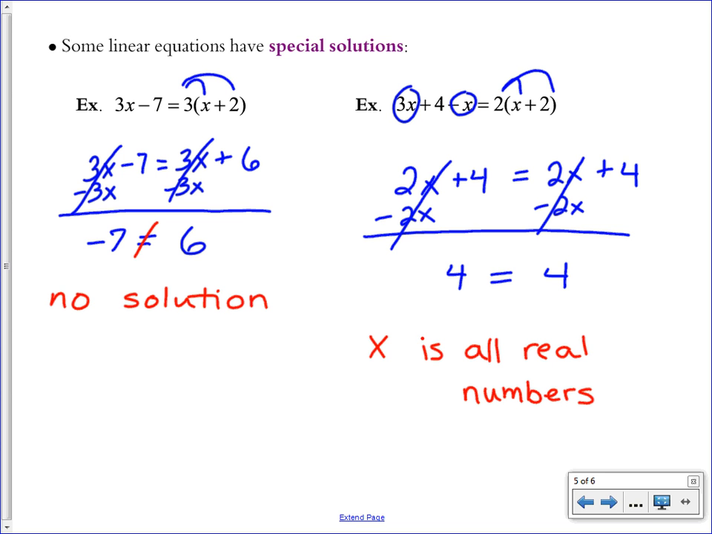So if either of these situations happens, those are the correct words to write. Now, sometimes you'll see this symbol. This symbol means all real numbers. So you can also write that as your solution if you get a true statement like 4 equals 4. And that is all.